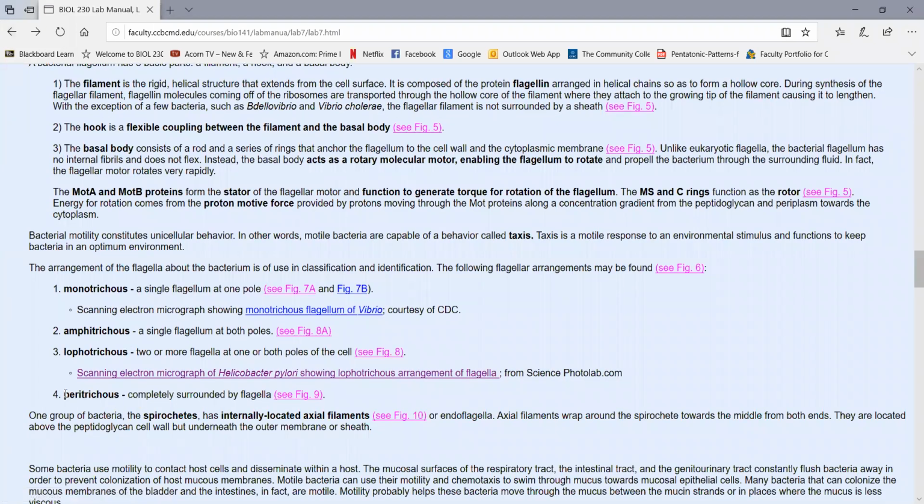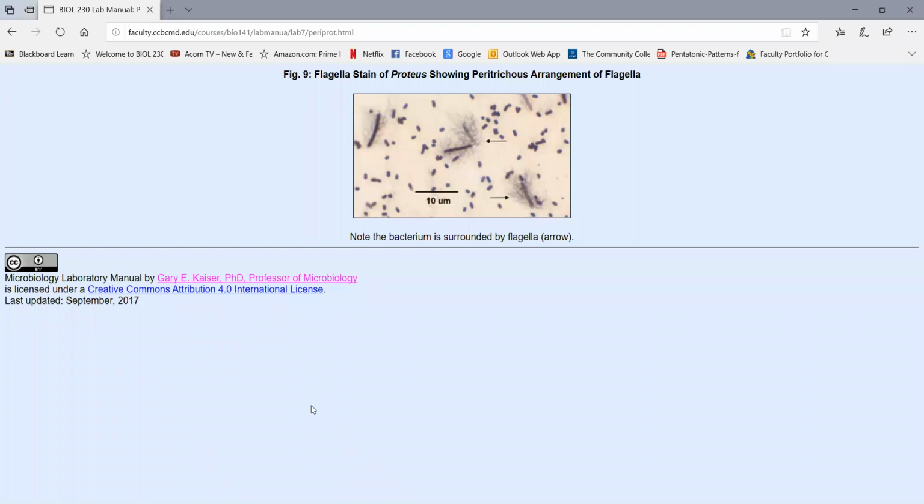A peritrichous arrangement is where the flagella completely surround the bacteria, as we see in figure 9. Now this is Proteus vulgaris, one of the bacteria we'll learn about later on in lab 12, which has a peritrichous arrangement. Bacteria like E. coli also have a peritrichous arrangement. Now we're actually seeing two forms of the Proteus here.